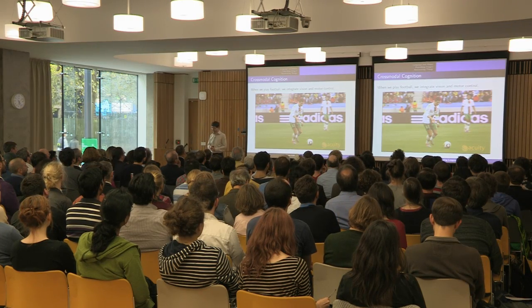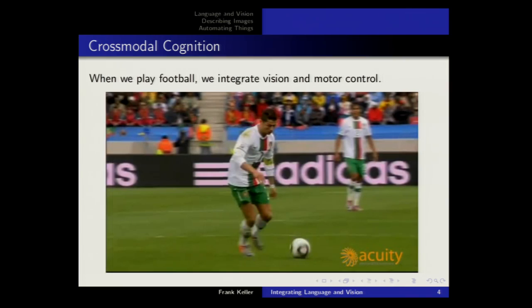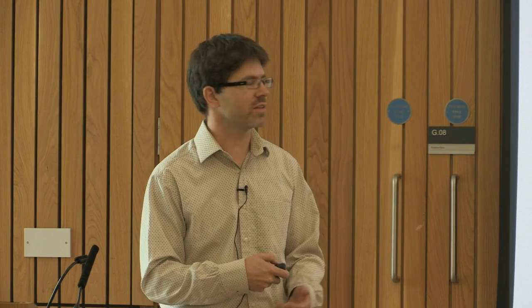Here's another example. This guy's playing football, and that requires the integration of visual information, motor information, maybe also auditory, there's noise in the stadium and so on. And again, the divide and conquer approach might not be sufficient to actually understand what's going on here. So how do we study cross-modal integration?